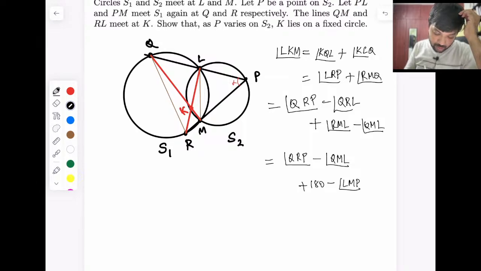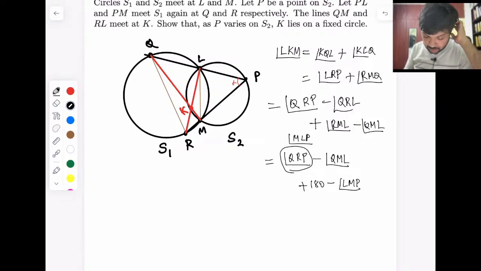By the way, QRP is just MLP minus QML. So can we do something here? I think I should get the same answer as what Rishon did.